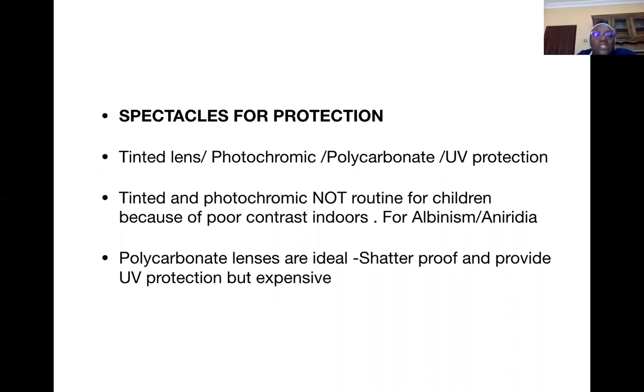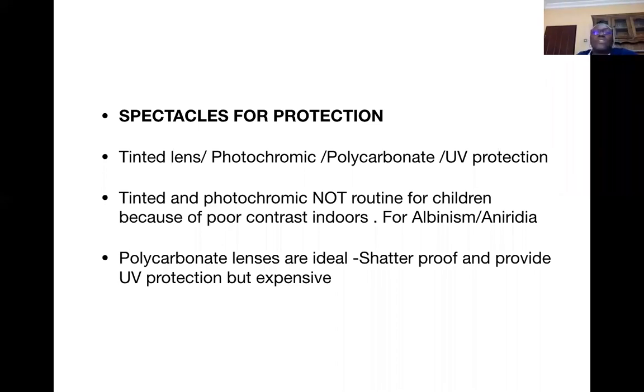So it's not advisable to give children tinted or photochromic lenses unless in special conditions like those that have albinism, photophobia, aniridia, and some forms of coloboma, iris coloboma. When they go outdoors, the glare is reduced. Then polycarbonate lenses are more ideal. It's shatterproof, which means it doesn't break easily, and can provide some ultraviolet protection, but it's also expensive. But it's readily available now, and it's even better than glass spectacles because of breakage.